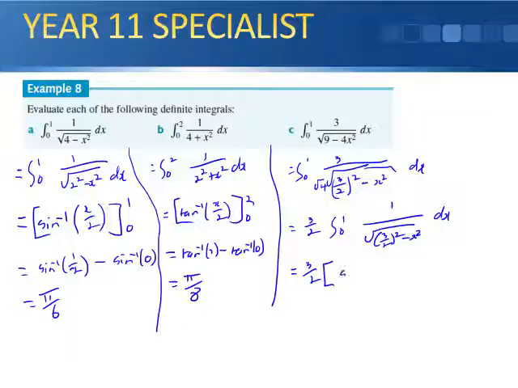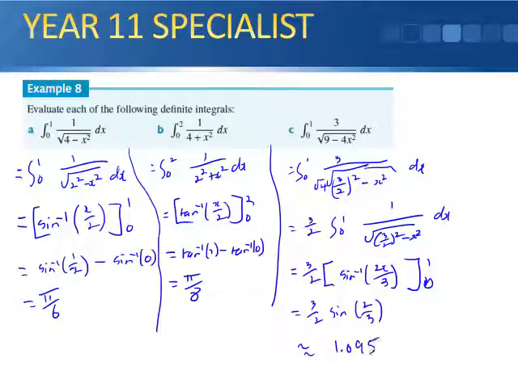So then I'll get 3 on 2, and I've got inverse sine of 2x over 3 between 0 and 1. So then I've got 3 on 2 inverse sine of 2/3, because inverse sine of 0 is 0, so don't even bother doing that one. So this is approximately 1.095 when you work it out.